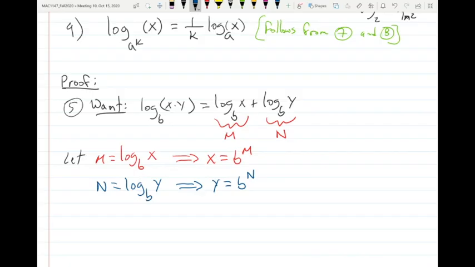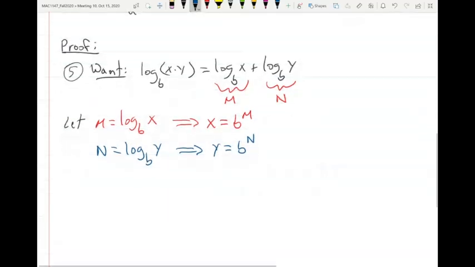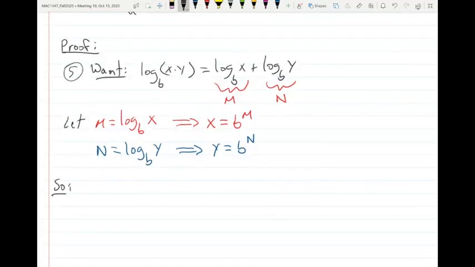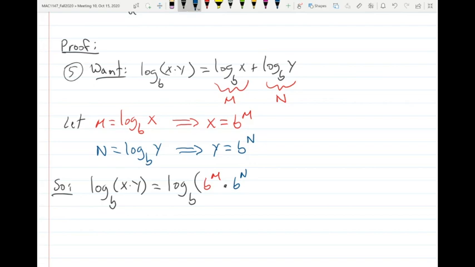Okay? And again, why are we doing this? Because I want to use the properties that we know from exponents. I want to bring exponentials into the picture. With this notation now, log base b of x times y, what is this equal to? This is log base b of b to the m, since x is b to the m, times b to the n, since y is b to the n. Now we use the property of exponents that when you multiply two exponentials with the same base, we add the exponents, right? So we have b to the m plus n.